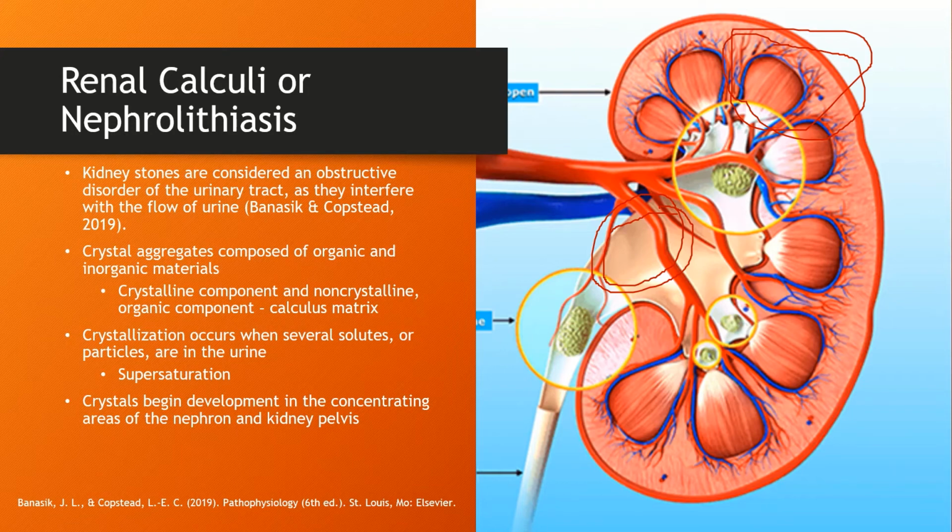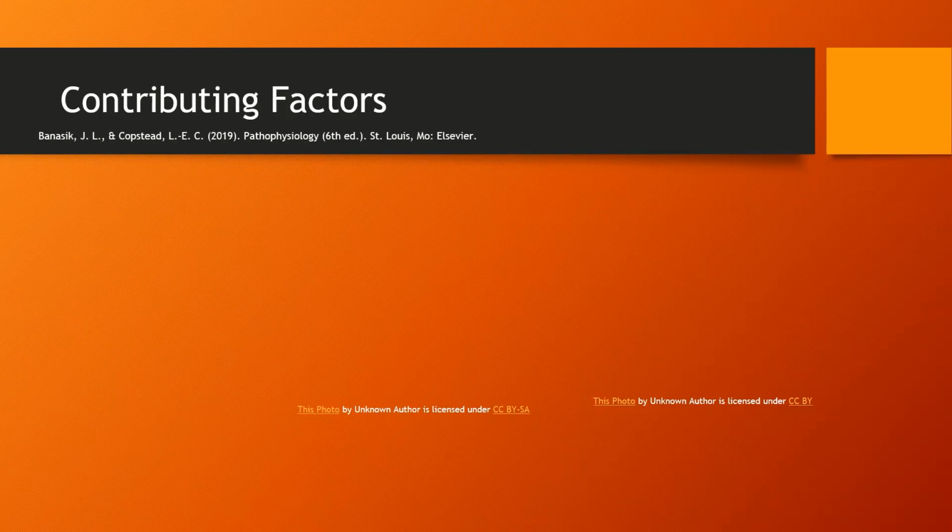Next, we'll go over some of the general contributing factors to kidney stones. Stone formation occurs with the increase of solutes or particles found in urine. This can be promoted or inhibited by many factors that are inherent to the urinary tract. It can also be unique to the individual and the type of stone that they produce. Here are some of the general contributing factors to the production of kidney stones.